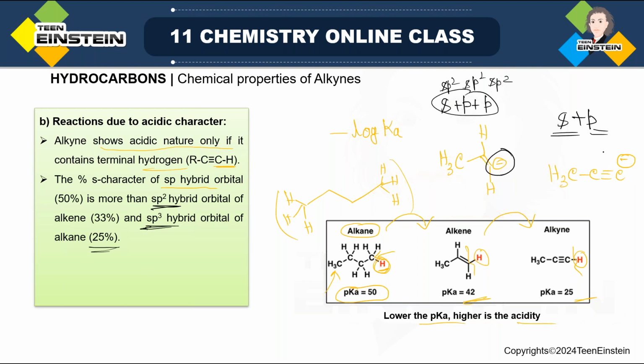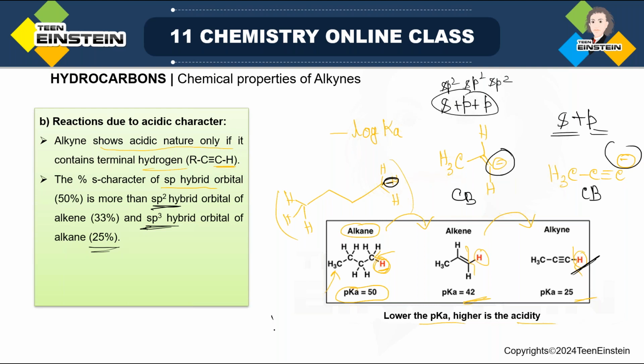So the more the s character, the more will be the stability of the negative charge. That is why, when we are comparing this negative charge, it will be more stable in the case of alkyne. And that is the reason why the acidity of this hydrogen is so high, because once you dissociate, the corresponding conjugate base is very stable. All these are conjugate bases, isn't it?